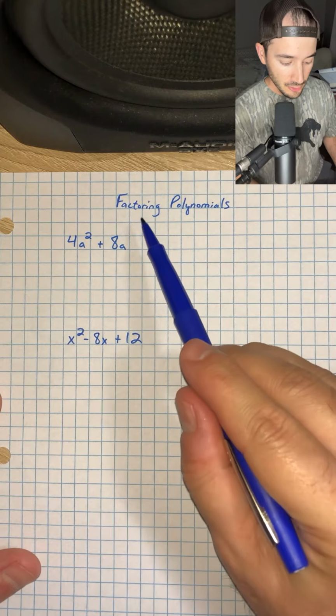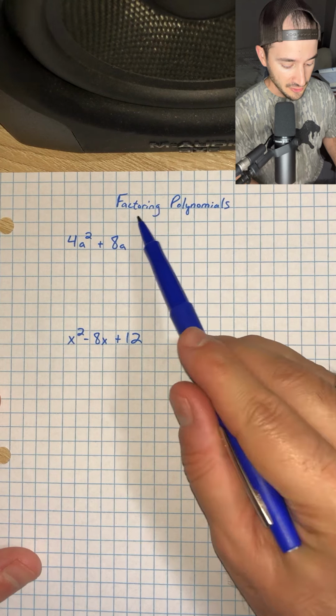This is everything you need to know for Algebra 2, Part 3. So we're still reviewing Algebra 1, and we're talking about factoring polynomials.